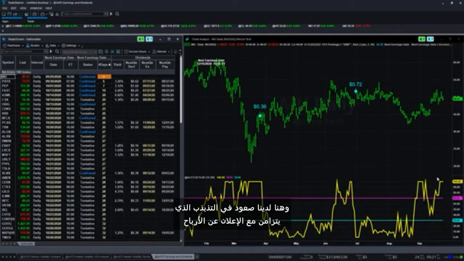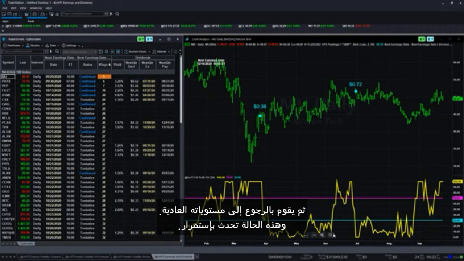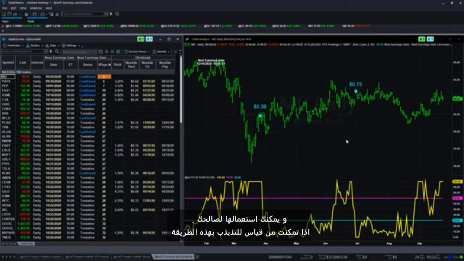Notice that we've gotten these spikes in volatility leading into that. You can see the spike in volatility leading up to there, the spike in volatility leading up to there, and then that collapse. That is a really consistent pattern of implied volatility that you can use to your advantage if you can measure it like this. So I think that's very helpful.